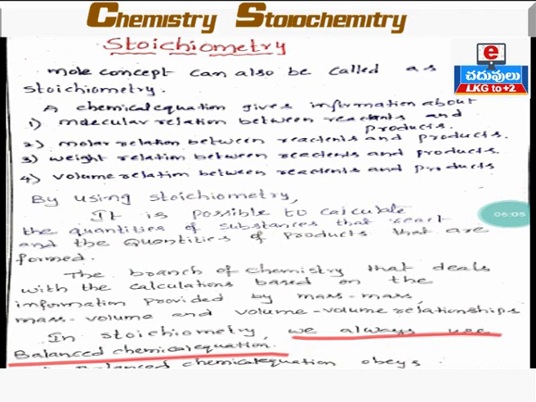In stoichiometry, we should use a balanced chemical equation. Why should we use a balanced chemical equation? Why do we not use an unbalanced chemical equation? In an earlier class, I already told you, a balanced chemical equation obeys the law of conservation of mass. What is the law of conservation of mass?